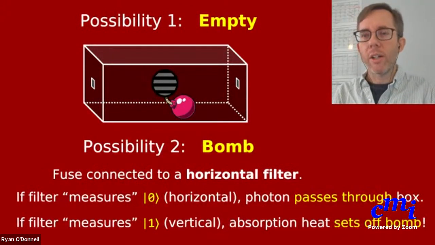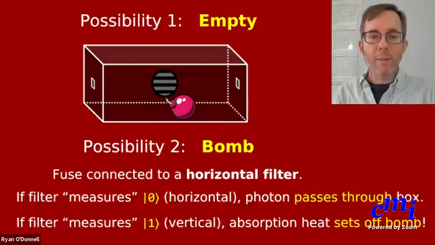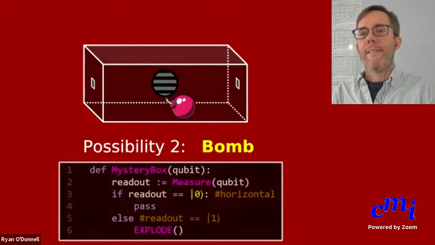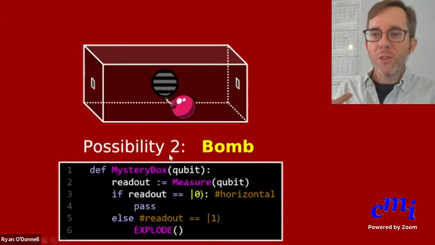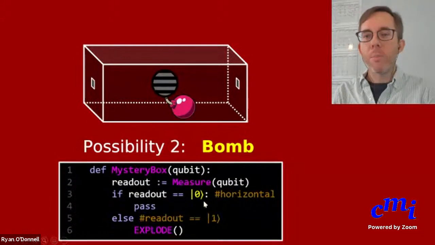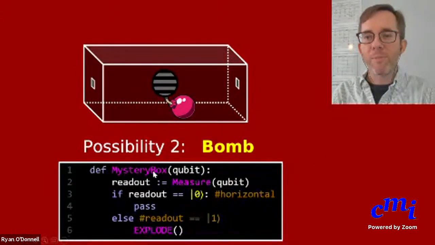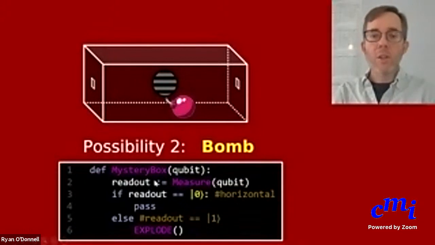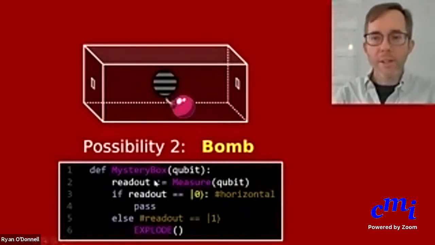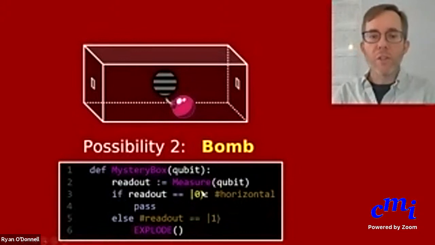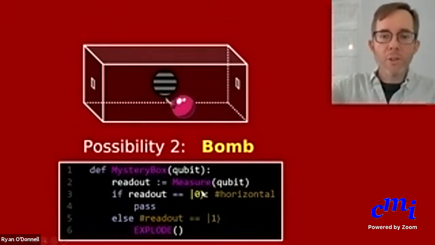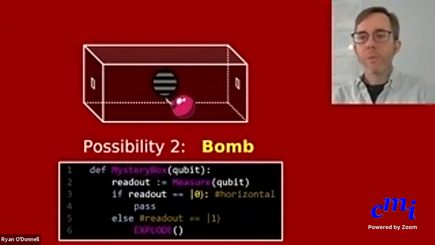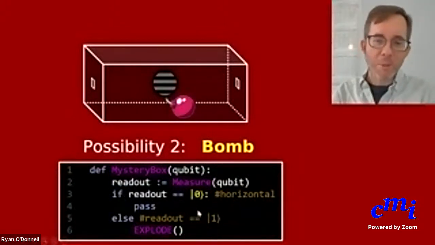Strange scenario, but you're given this box, and now you want to decide: is it empty, or does it have the bomb inside it? I'm going to think of this as computer code. The mystery box is like a function that takes in a qubit. You can think of it working like this. The filter first measures the qubit and gets back 0 or 1, according to that x squared and y squared rules business. If the readout is 0, so it measures the photon to be horizontal, then it passes it through, so out comes a horizontally polarized photon. And if the readout is a 1, then the box explodes.